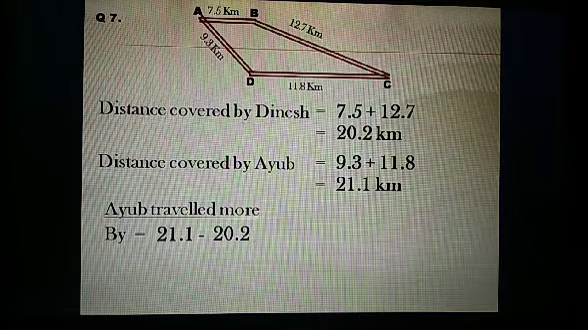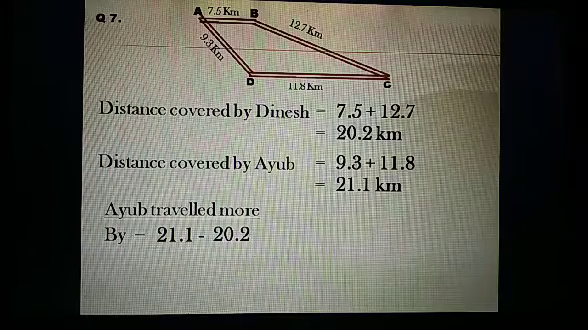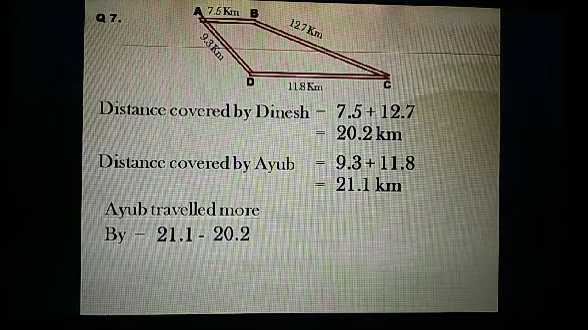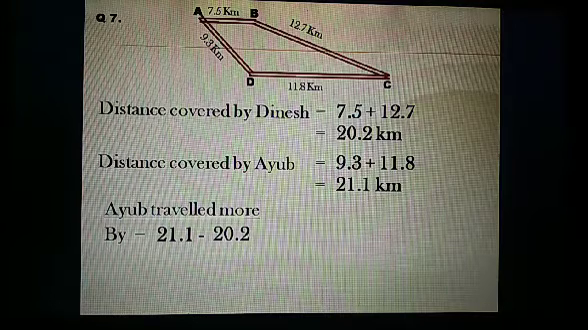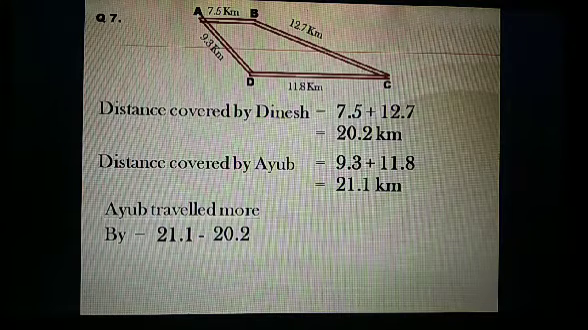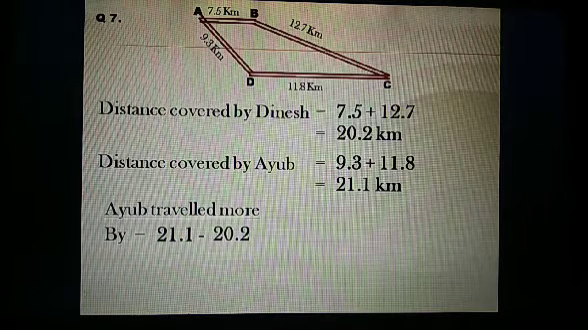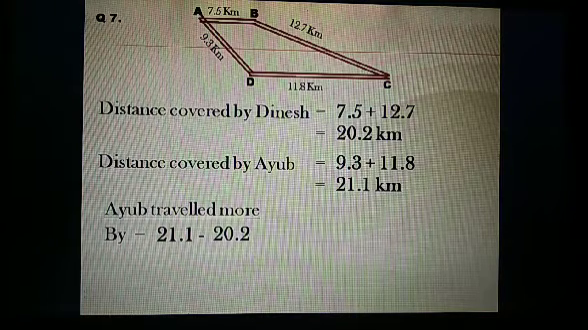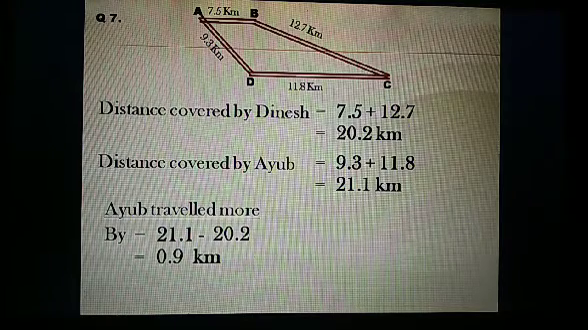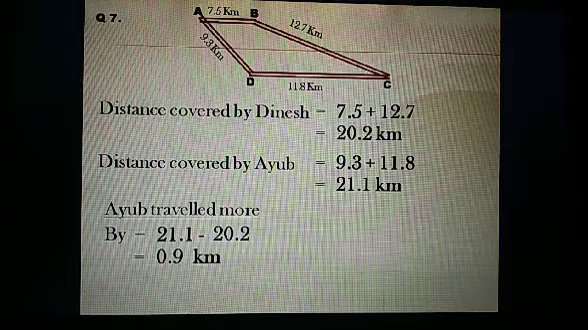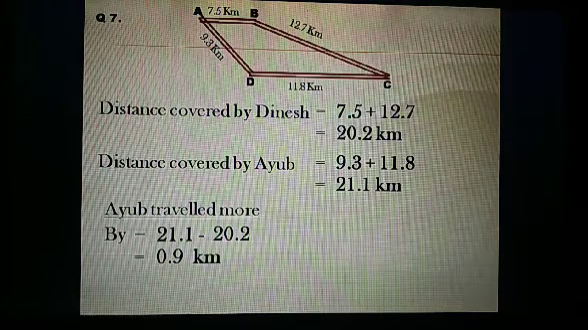Now again subtract the decimal part from the decimal part. So you have to take the full number as a whole. You will subtract 2, the decimal part of the second number, from 1, the decimal part of the first number. We will take a borrow from the whole number part and finally we will get the gap as 0.9 kilometer. I hope it's clear to each one of you.